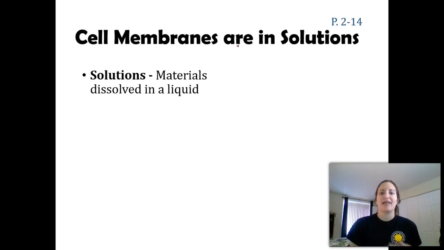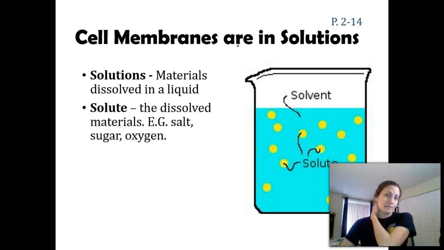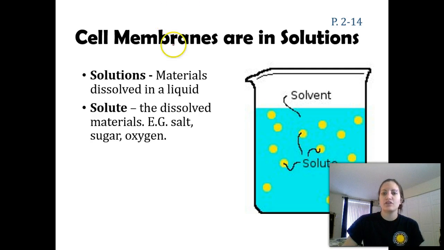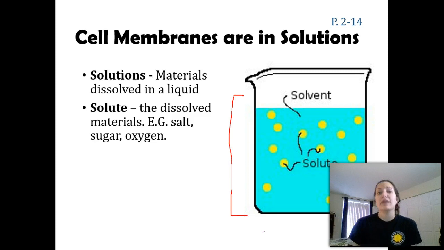A solution is anything that's dissolved in a liquid. Now, that thing that's dissolved in a liquid can be all sorts of things. It could be things like salt or sugar or oxygen. It doesn't have to be a solid. We think of solids such as salt or glucose, that's a solid dissolved in something. But it could also be oxygen or carbon dioxide, so other gases. They could also be liquids that are dissolved in another liquid. So again, a solution would be this whole beaker, so multiple things mixed together.